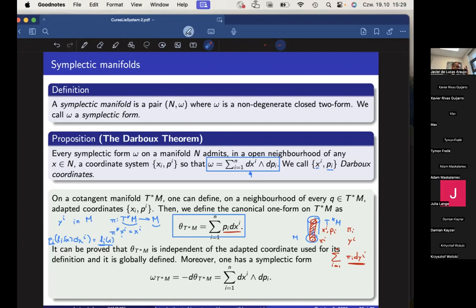So the thing is, if you differentiate this tautological one form, it turns out that when you add a minus here, you obtain this. And this is the local shape of every symplectic form in the manifold. That means that you have proved that on every cotangent bundle, you will always have a certain symplectic form defined in a canonical way.